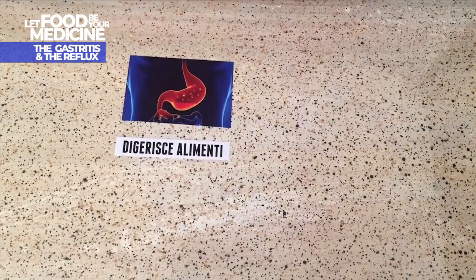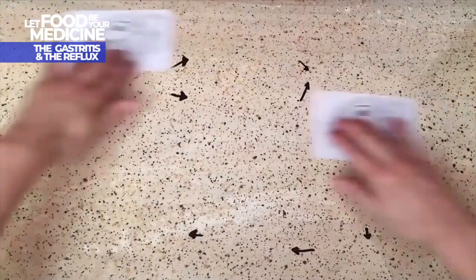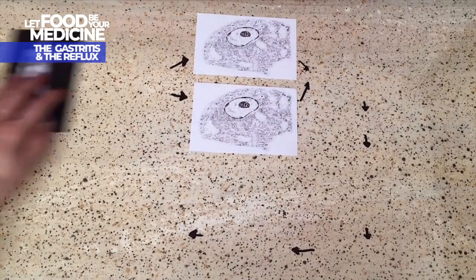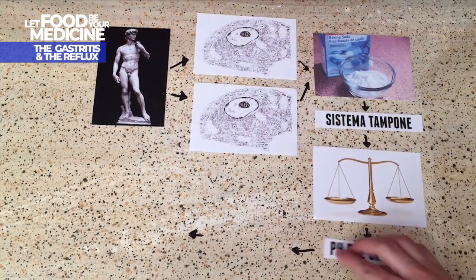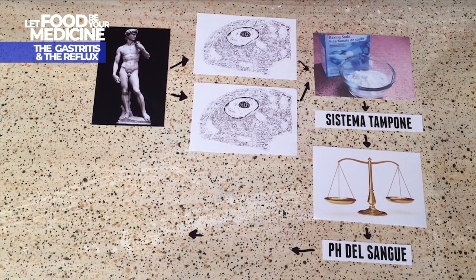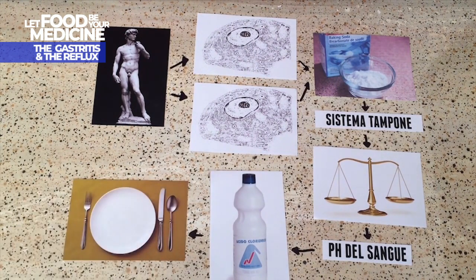In this way, the stomach is able to digest food while protecting itself from acid through the basic mucus on its walls. But parietal cells are also used by the body to produce bicarbonate, which is useful as a buffer system to keep the pH of the blood in balance. But this at the same time induces the production of hydrochloric acid in the stomach, but in the absence of food to digest.